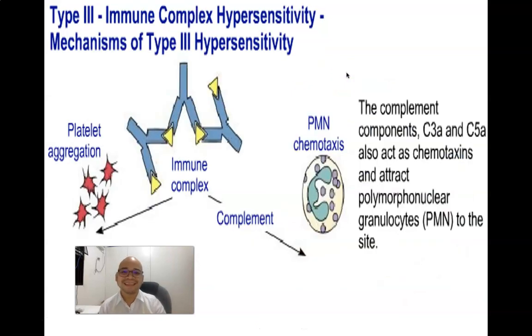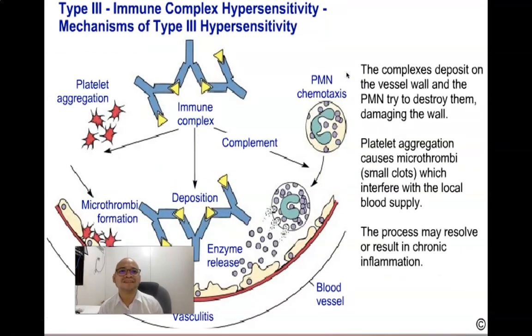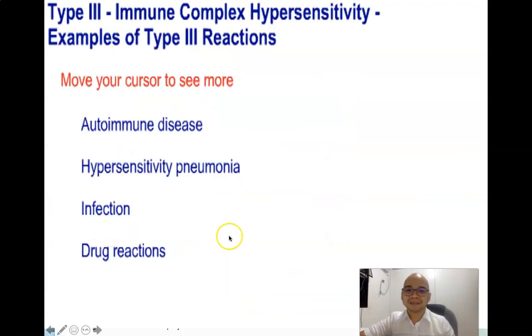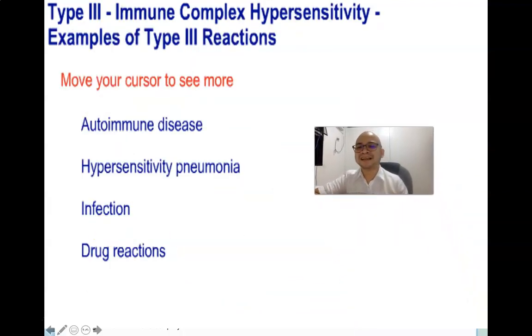Okay, sorry for that. And the complex deposited on the vessel wall, the neutrophil will try to destroy them, and eventually it will damage the wall. And then later on, there will be platelet aggregation causing microthrombi, small clots. This will interfere with the local blood supply, and eventually it will result into a chronic condition. So, type 3 hypersensitivity reaction could be manifested in the form of autoimmune disease.